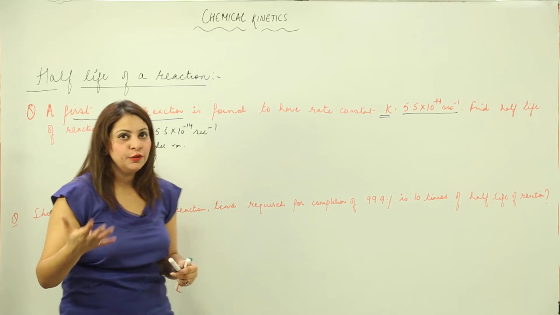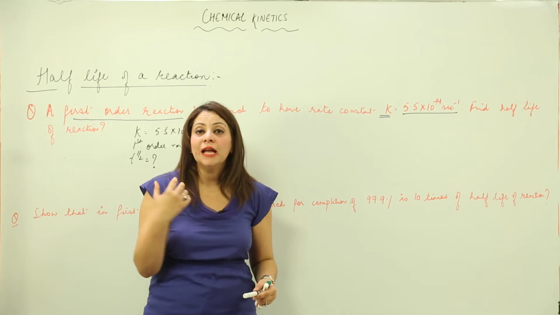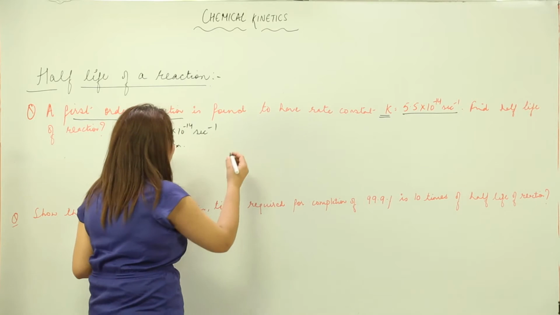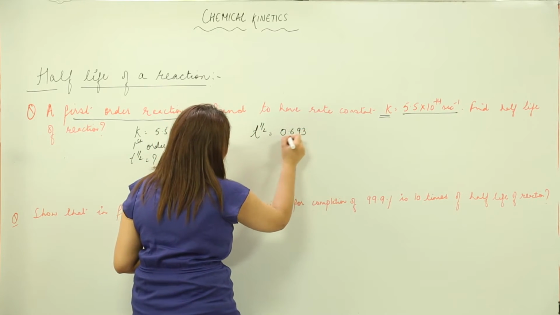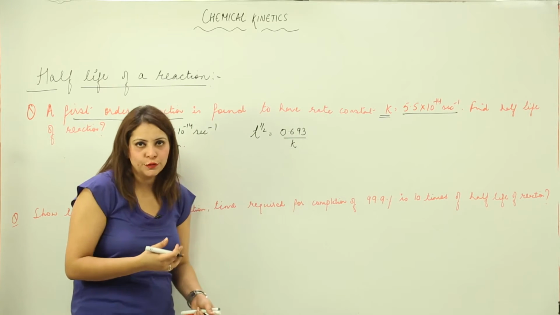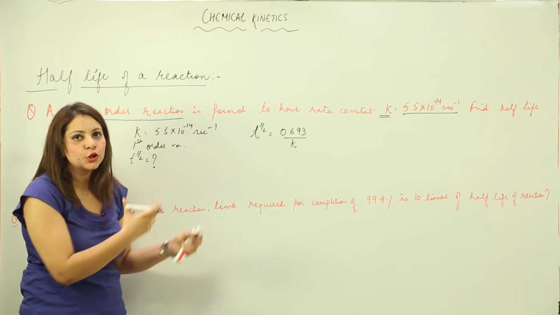So as I told you, we already derived the expression for the half life for zero order and first order, and now it is a first order reaction. So obviously T half is going to be 0.693 divided by K. This is the expression which we use for calculating the half life for the first order reaction.